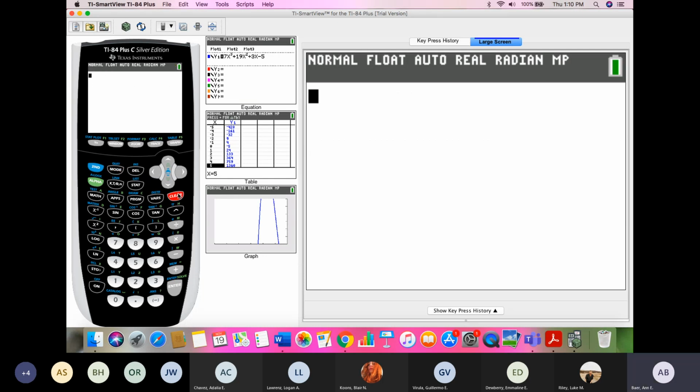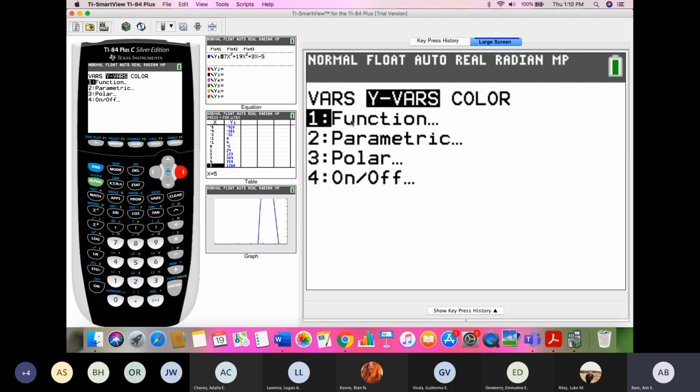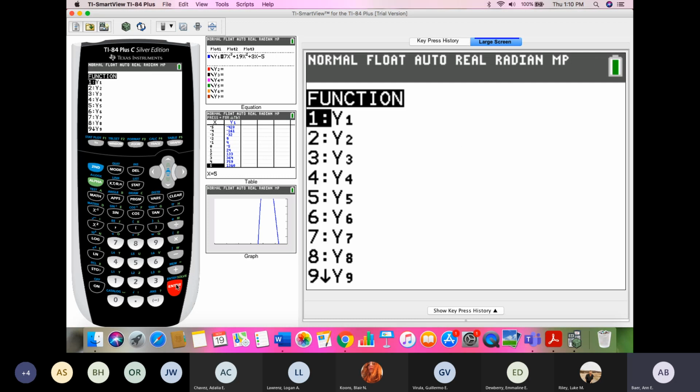I have showed you this method before. This is a method where we use vars. So let's go over this. I want to click on vars, right arrow over to yvars. And I like that this option is already selected. Vars is nice because it allows you to use function notation on the home screen of the calculator. So I'm just going to hit enter. And then that takes me to y1.